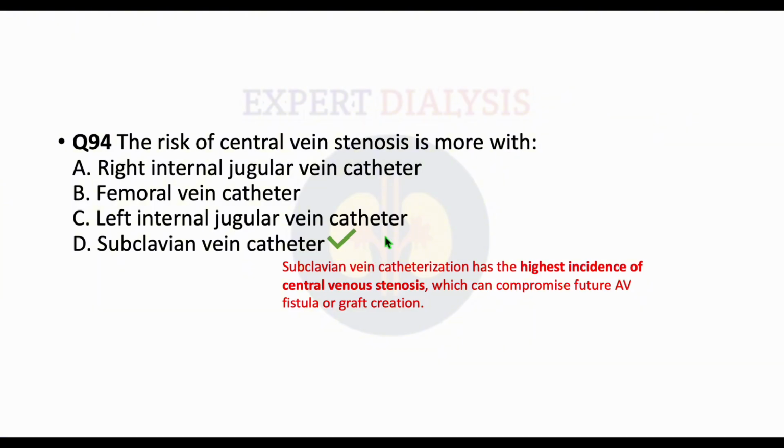Subclavian vein catheterization has the highest incidence of central vein stenosis, which can compromise future fistula or graft creation. Sorry, I mispronounced this. So if we do subclavian vein catheterization in some patient, it will come with complications in future, and we might not be able to make the fistula or graft in that particular region.